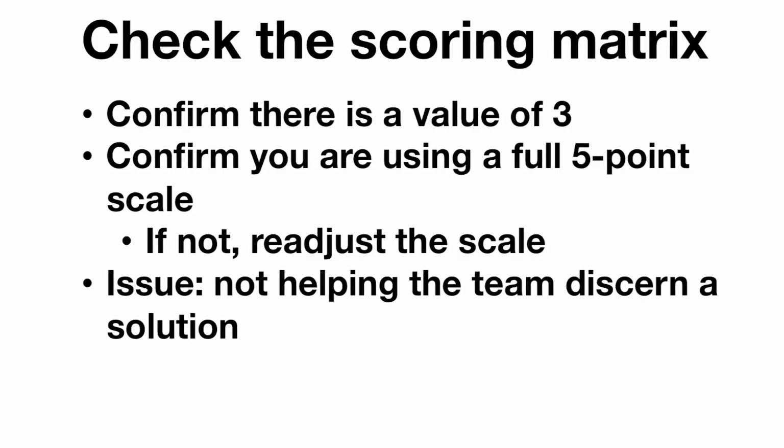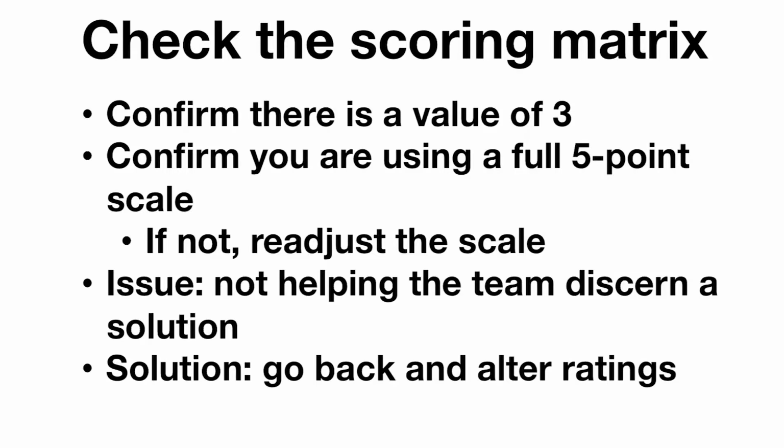For example, if we had 3s all across the transportation criterion, then this important criteria is not helping the team to discern a solution. You would then need to go back and alter the 1 to 5 ratings so that you see an appropriate spread.